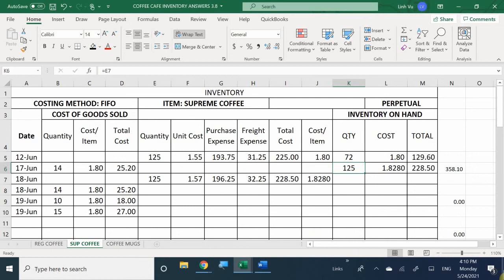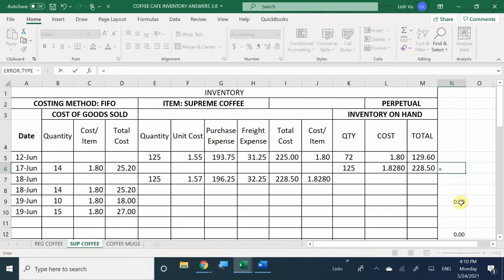Oh, wait, that's not right. That didn't change, did it? No, I got the same answers. You got $29.60. No, 358.10 is what I'm looking at. Okay, so 358.10. All right, so there we have it.